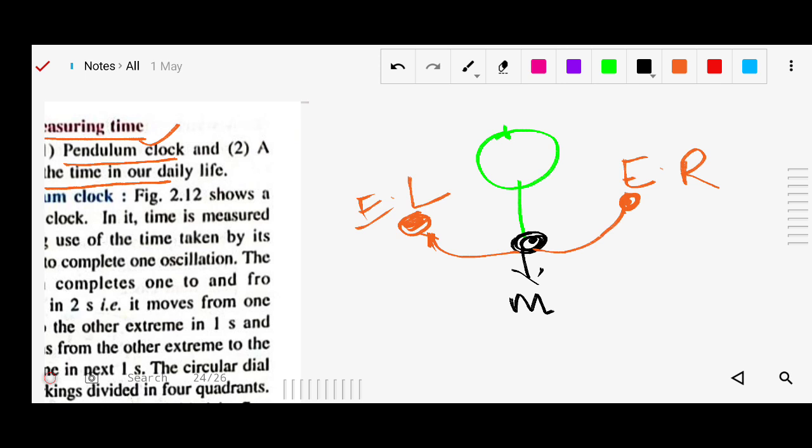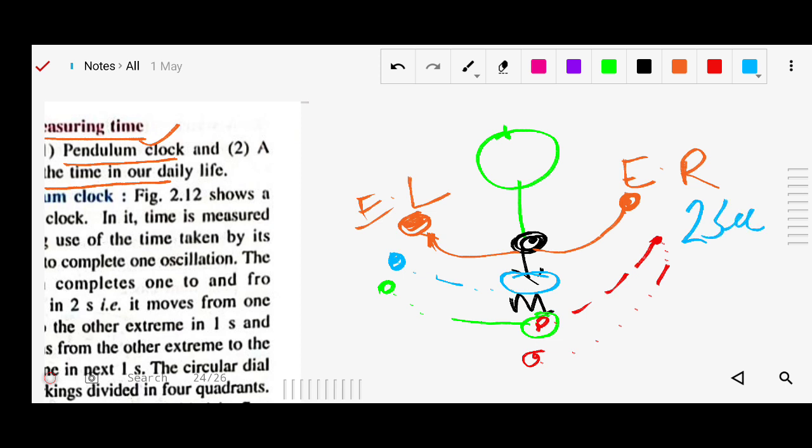Now first of all we should know one oscillation. What is one oscillation? One oscillation means your pendulum is at this position, this bob will go to here, right? After reaching there, it will come back here. Then again it will go to the other side, and from here it will come back to here. So this entire motion, one extreme to the other extreme and then back to the mean, is called one oscillation, right? For this one oscillation, the pendulum takes 2 seconds.